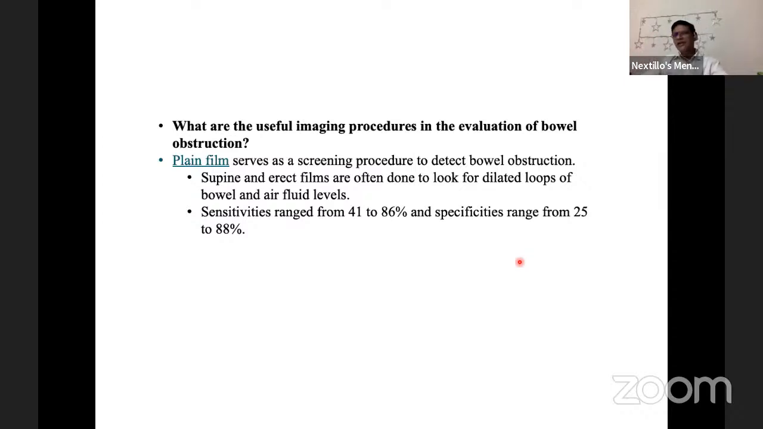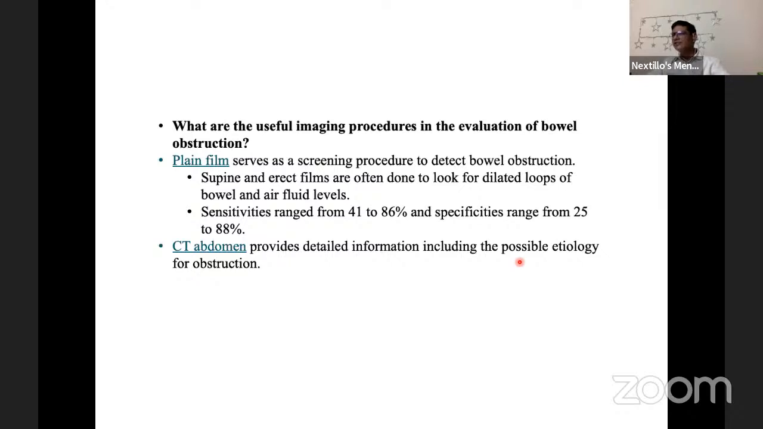The second investigation utilized is the CT scan. CT abdomen provides more detailed information, and it can even show us the etiology. Suppose a malignancy is present, the CT scan is going to show us the malignancy itself.